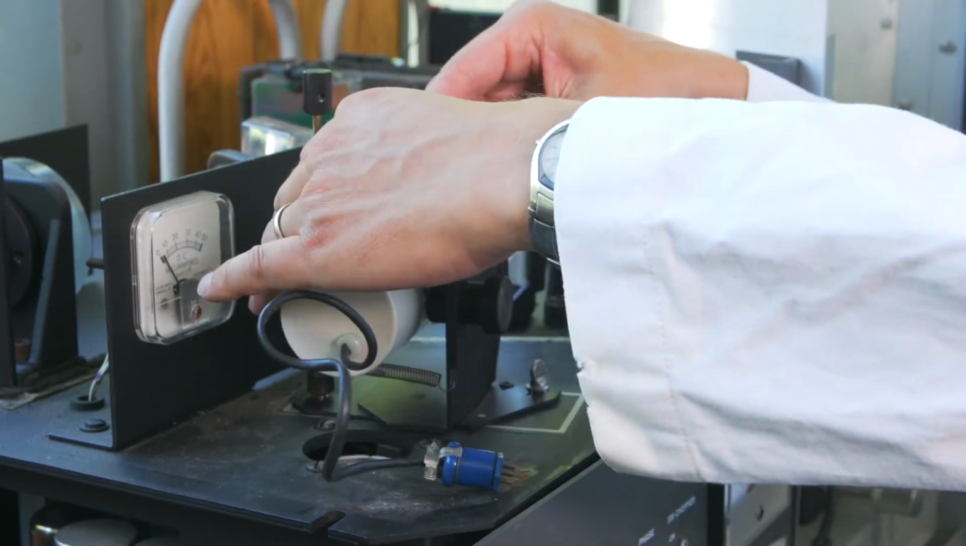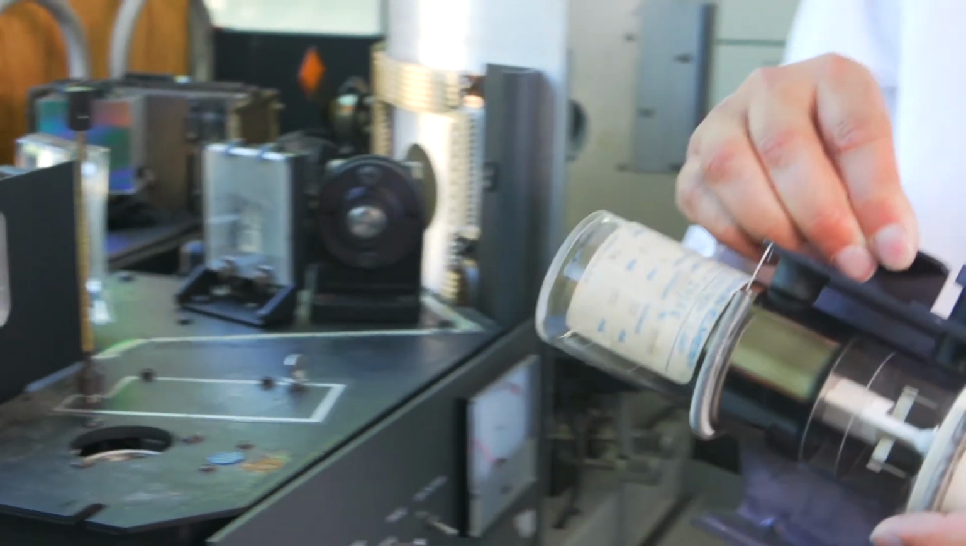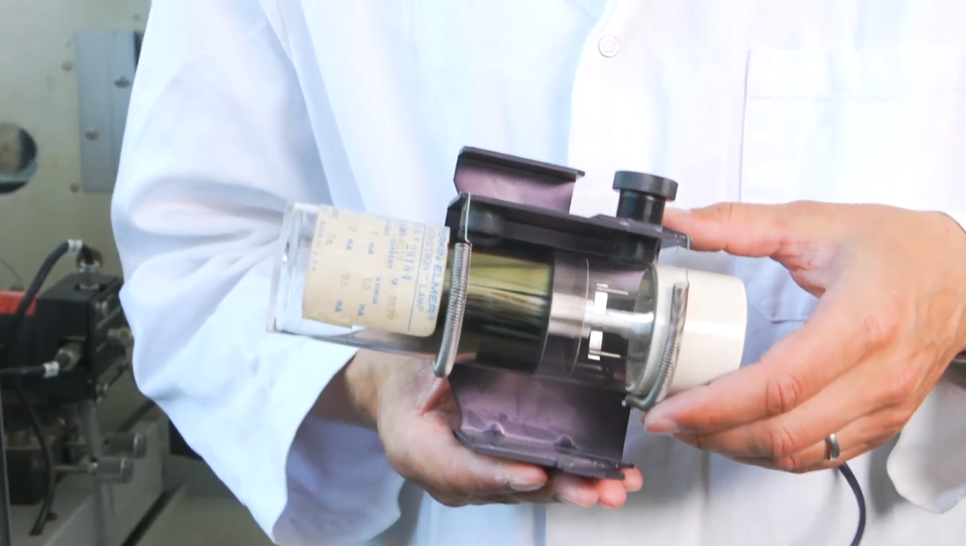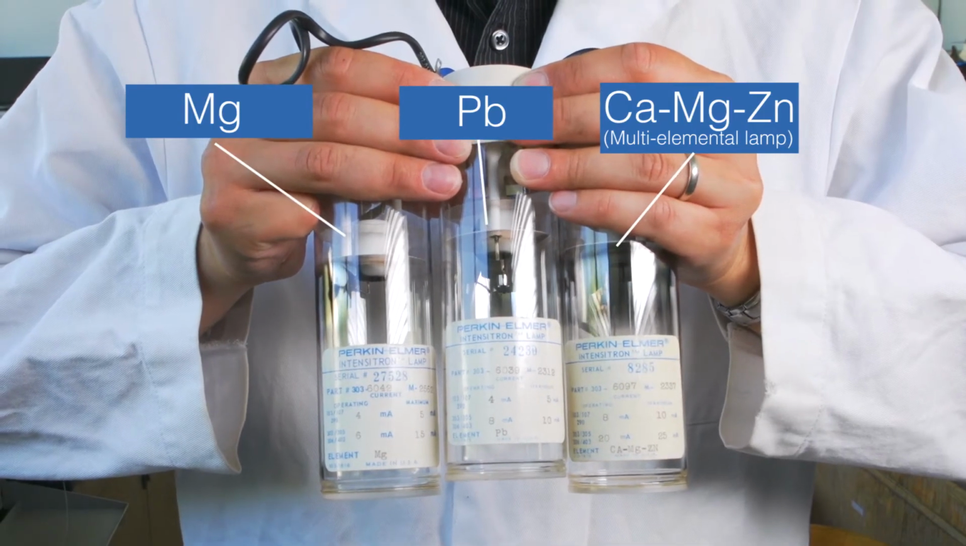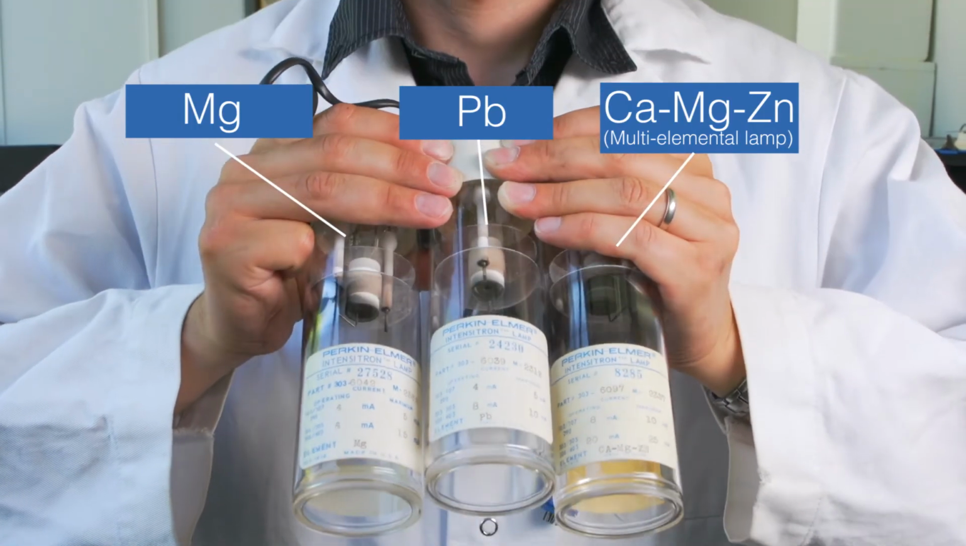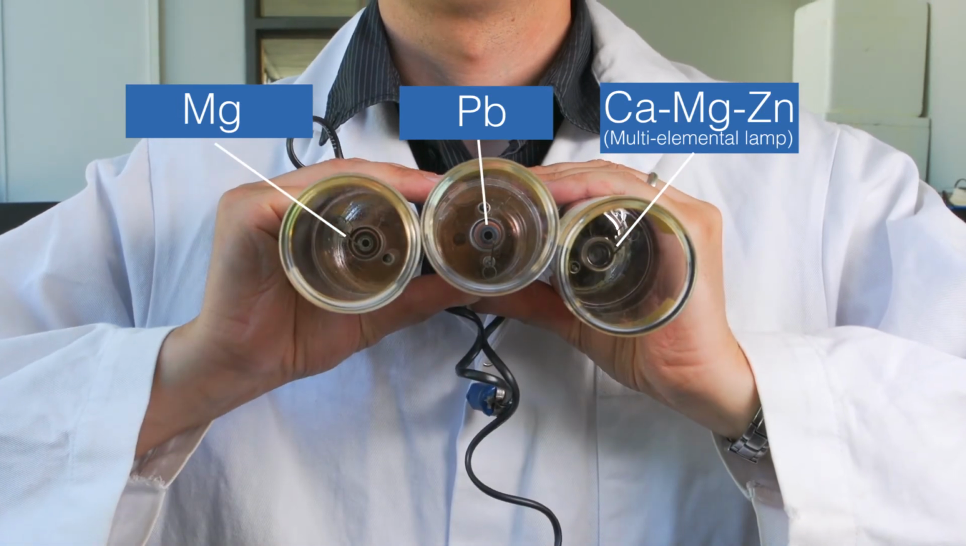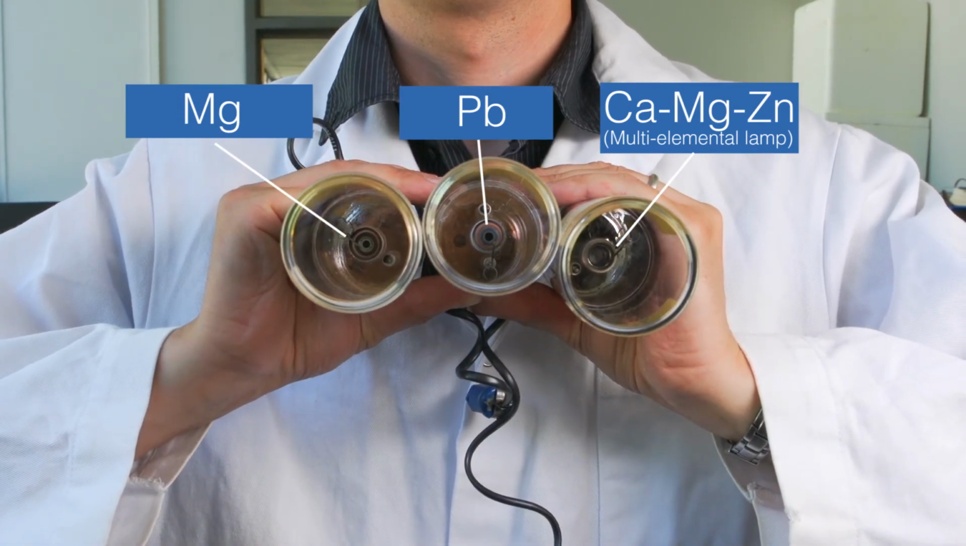First, let's look at the light source. The source in this instrument is a hollow cathode lamp, or HCL, which is a source of highly monochromatic light. Each lamp is specific to a certain metal, so if you're analyzing more than one metal, different HCLs are required, and only one HCL can be used at a time.